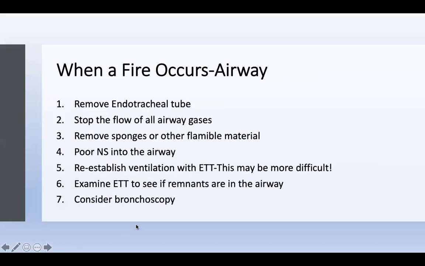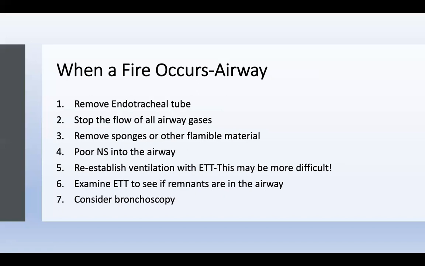All right, so we talked about if a fire were to occur in a surgical field. Well, what about when a fire occurs in an airway? There are very specific steps that you need to take as the anesthesiologist. And again, you're going to be the expert in the room should this occur. The first thing you want to do is remove the endotracheal tube. Very counterintuitive to a lot of us, but it is the recommendation. After that, you want to stop the flow of all airway gases, remove sponges or other flammable material, pour normal saline into the airway, and then you want to reestablish ventilation with an endotracheal tube.